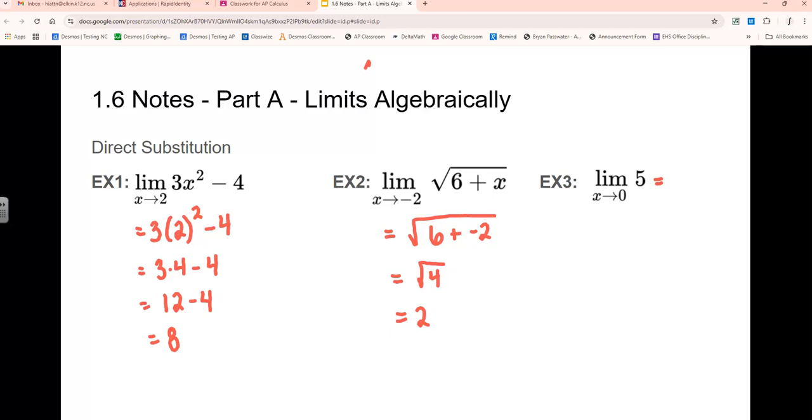What makes 3 weird here? There's no x, right? There's nowhere to plug in that 0. So you can't plug in the 0. It does not matter what x is approaching here. The answer is just 5. Because if there is no variable for you to plug that number in, you just don't plug it in, and you get whatever is there. So this could be x approaches 10, it could be x approaches -7, it could be x approaches 1,000. You're still going to get 5 for the answer there.